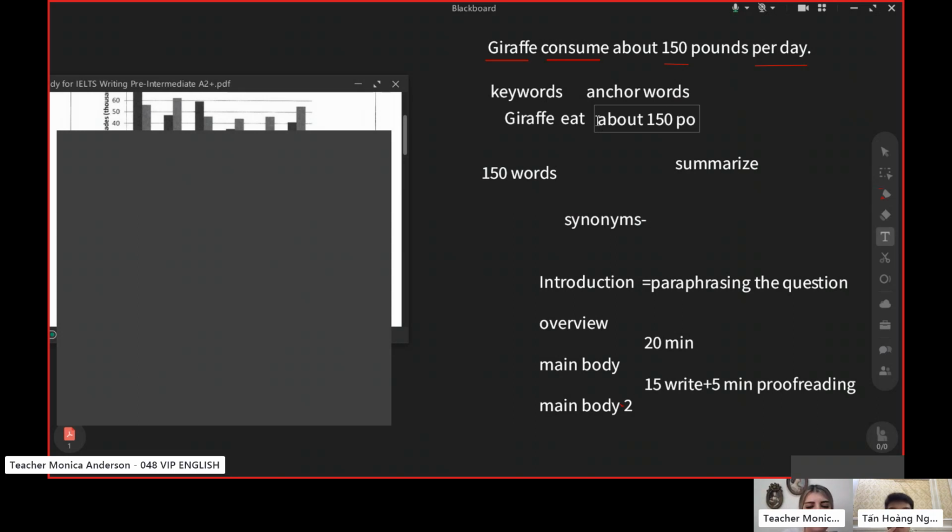150 pounds. I can't change it. This is my anchor word. Per day. Okay, what word can I use instead of per day? I think every day. Excellent, that's it. Every day. Well, so I made my sentence easier, but I didn't change the meaning.